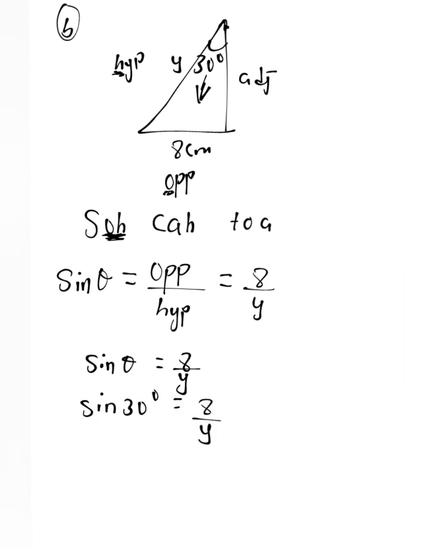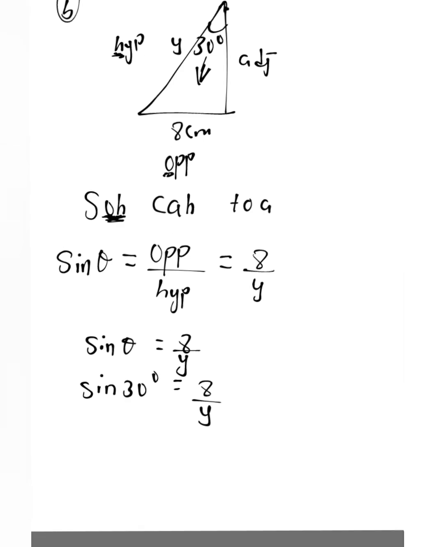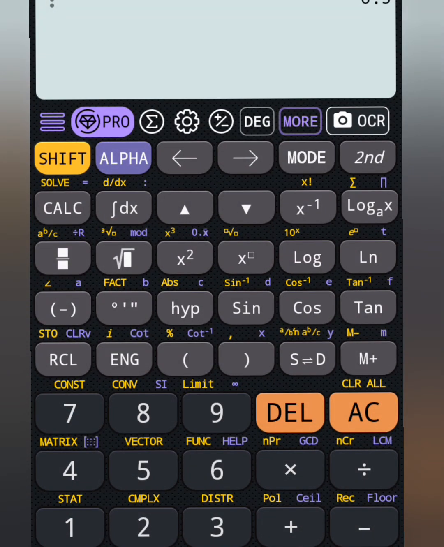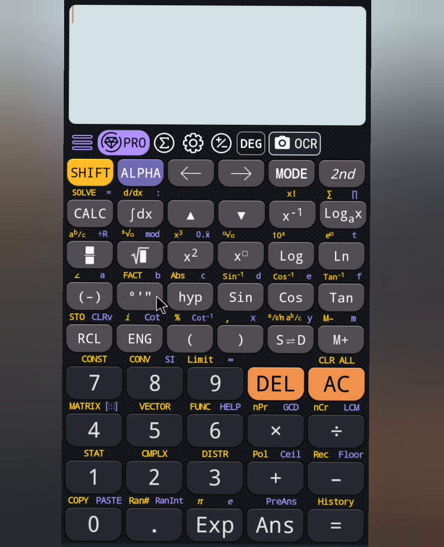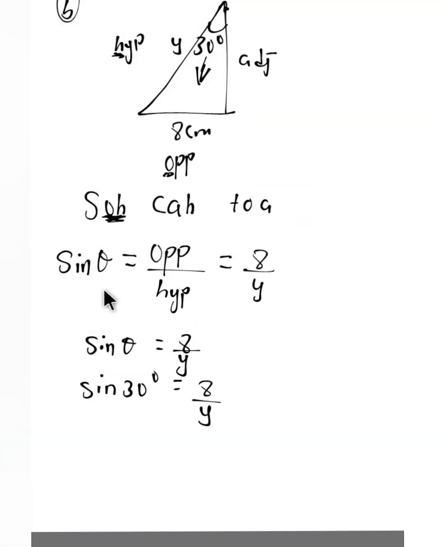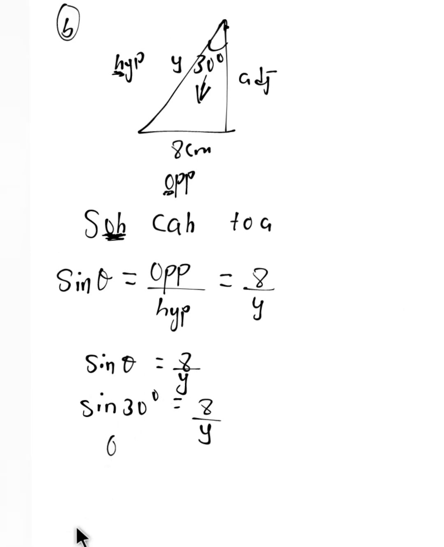What is sine 30 degrees? Let's move over to our calculator. The calculator mode is in degree. So let's click on sine 30 degrees. Still 0.5. So let's go here. Sine 30 degrees is 0.5. This is equal to 8 over y.